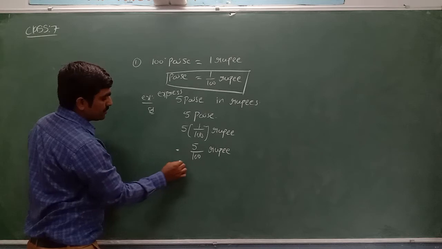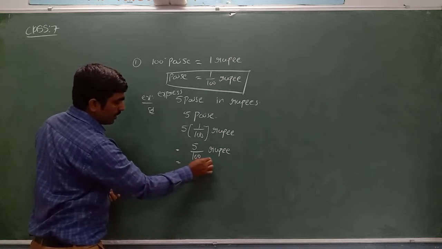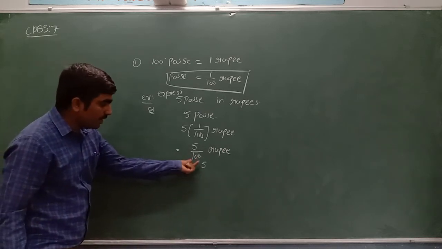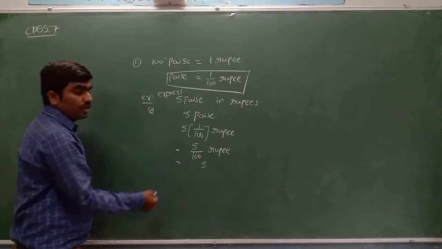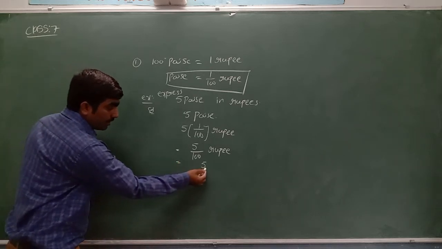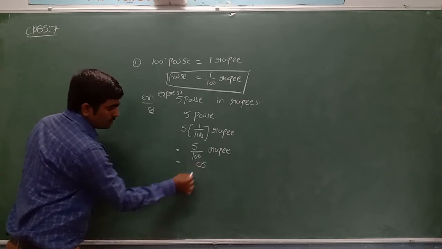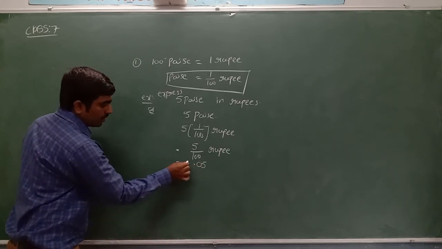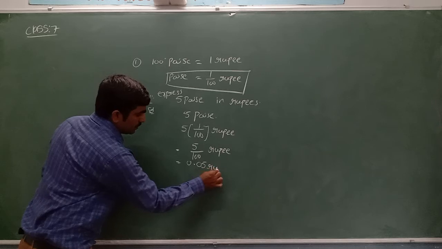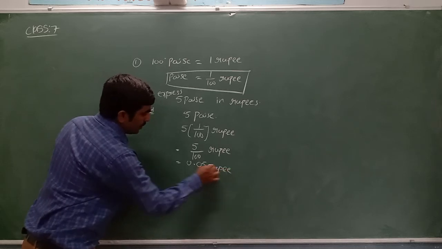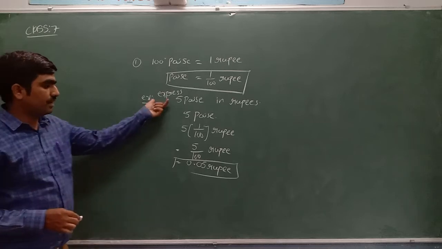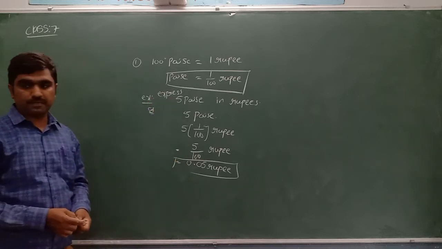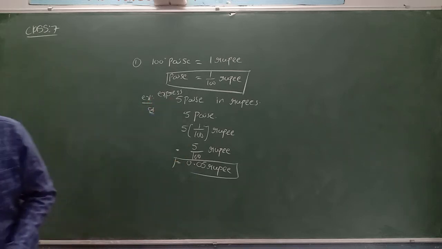So how can I express this as a decimal? Write the numerator as it is. In the denominator I can see 2 zeros. So from the back, 2 digits before, keep the decimal point. But here I can see only 1 digit, so we keep one more 0. Yes, 2 digits before, keep the decimal point. 0.05 rupees. That is the way we can express paisa in terms of rupees.